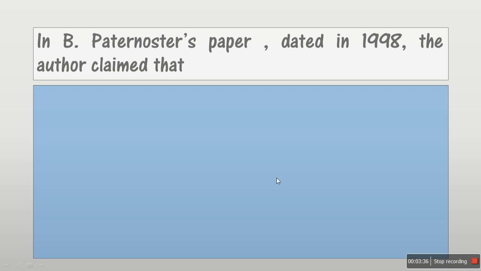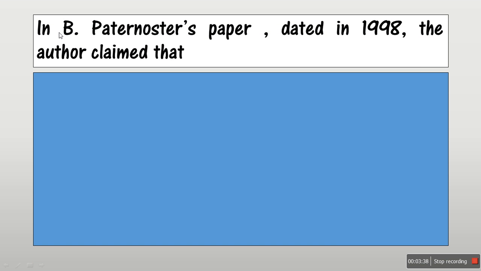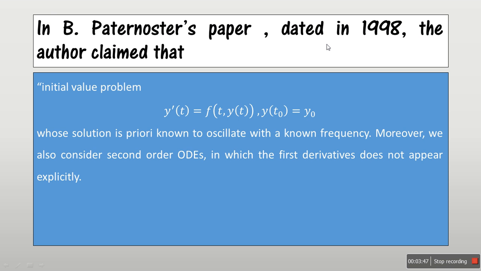So we continue with another research paper, by Paternoster, dated 1998. The author claimed that the initial value problem also can be represented as this ordinary equation, and so we consider the second order y double prime of t, which we can represent in this ordinary differential equation.